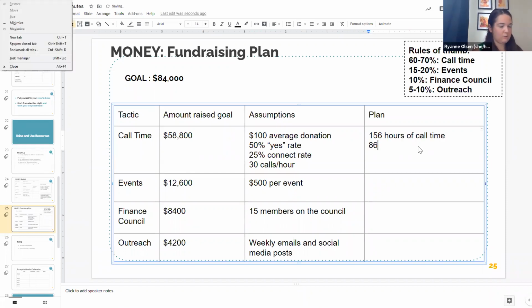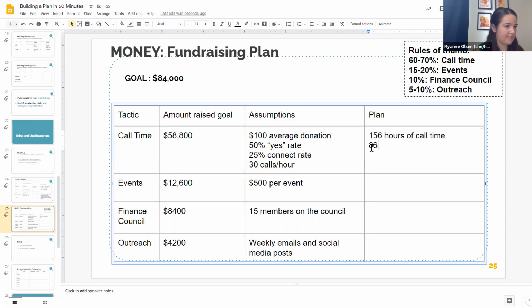And with 26 weeks of the campaign, we need to be doing 6 hours of call time per week. We would bake that into the candidate schedule and ideally try to front load it as much as possible. So for events, okay, we need to raise about $12,600 for events. If we can raise $500 for each event, right, we need to be having about 25 events. So that's about one event per week.